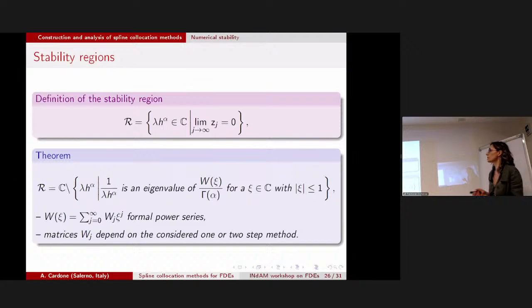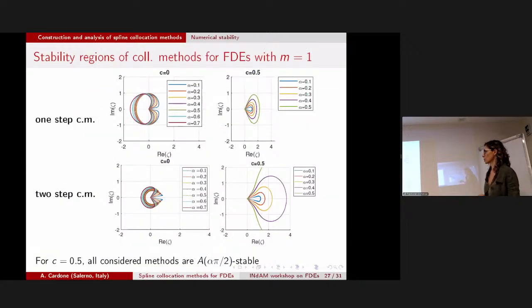And we found that in both cases, the region of stability can be characterized in terms of the power series W(C)/γ(α), where W(C) is a formal power series of the function of the matrices Wj. And so by this theorem, we could construct some regions of stability. Here I did just some examples.